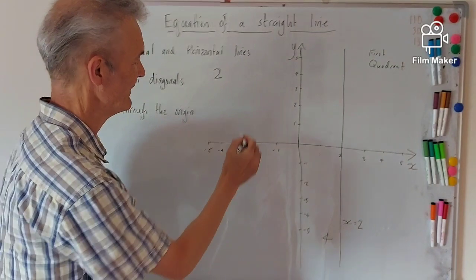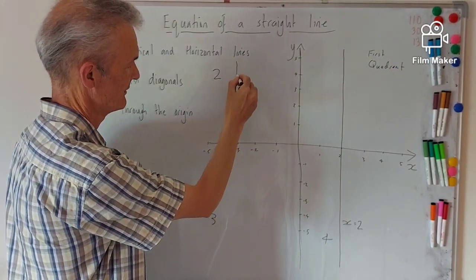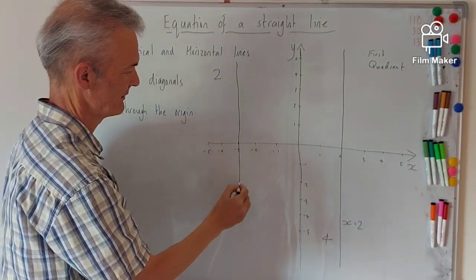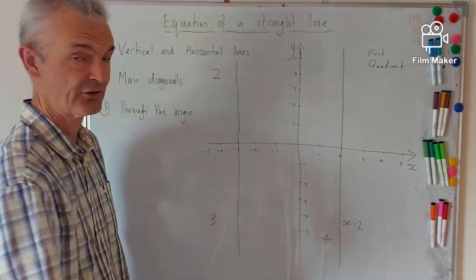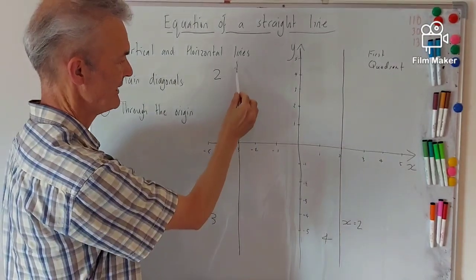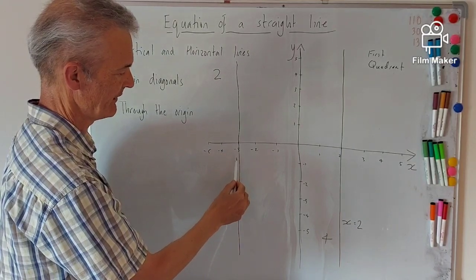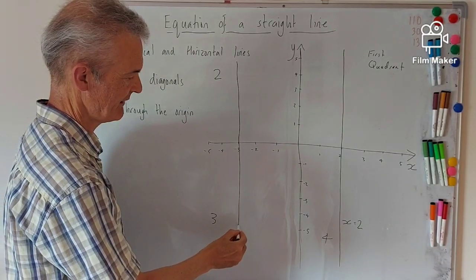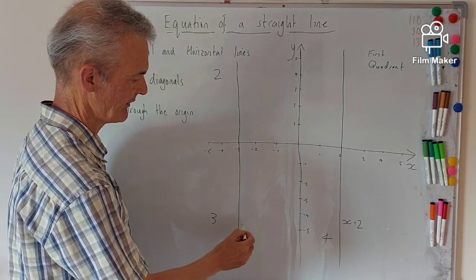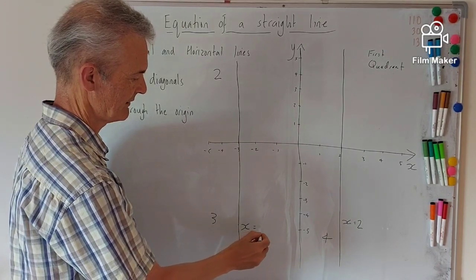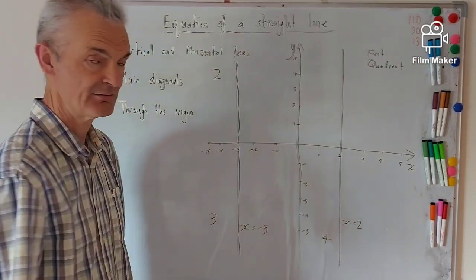If I come across onto the negative side and just go down here, draw a straight line there, anywhere on that line, x is minus 3. So wherever I put my pen, x is still minus 3. So that line is x equals minus 3.